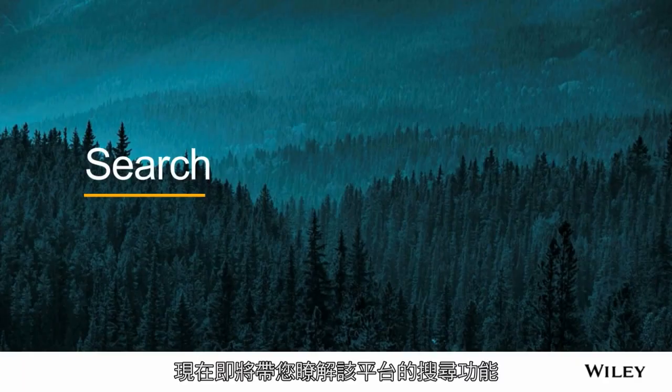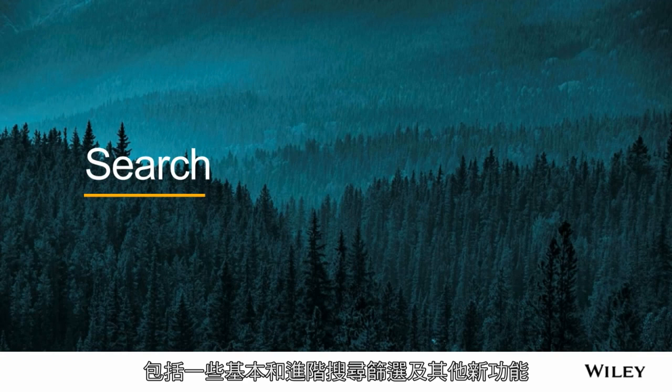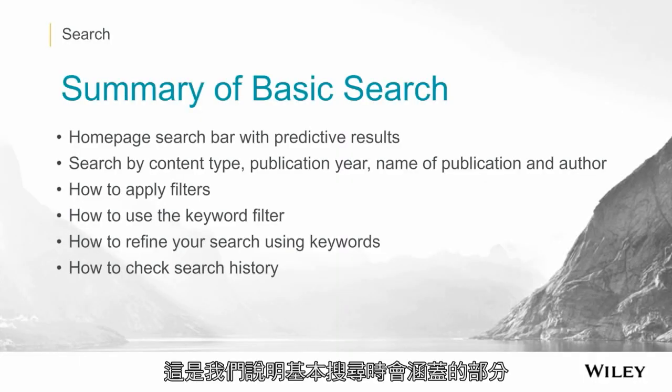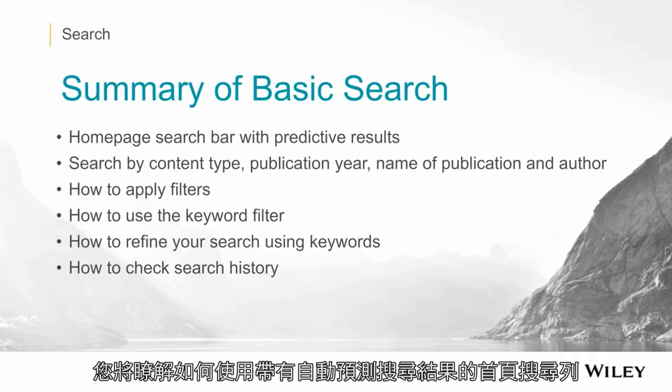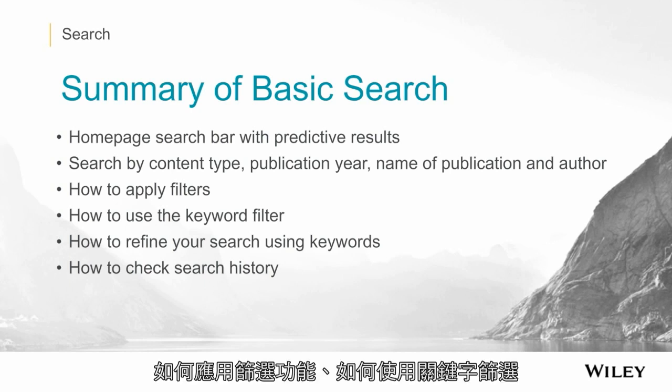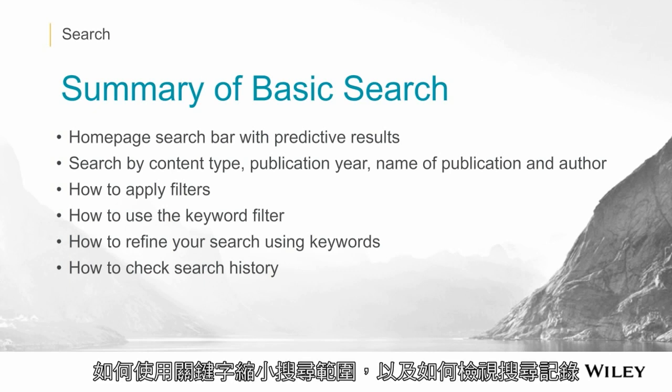I'm now going to take you through the search functionality of the platform. This will include a few basic and advanced searches, filters, and other new features. Here is what we will cover for performing a basic search. You will learn how to use the homepage search bar with predictive results, how to search by content type, publication year, name of publication and author, how to apply filters, how to use the keyword filter, how to refine your search using keywords, and how to check search history.